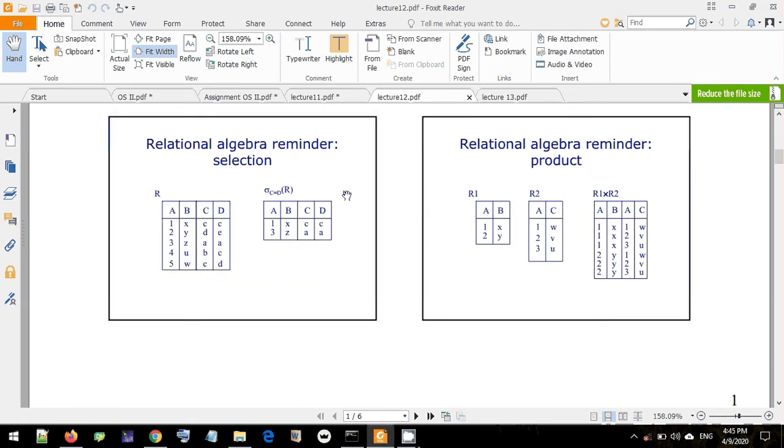Relational algebra reminder. Selection. Given a relation R with 4 attributes A, B, C, and D, and this relation contains 5 tuples, we can perform a selection on it. This is read as the selection from R where the attribute C is equal to the attribute D. So we come on the relation R, we look at the two attributes C and D, and we check for equality in these two columns.